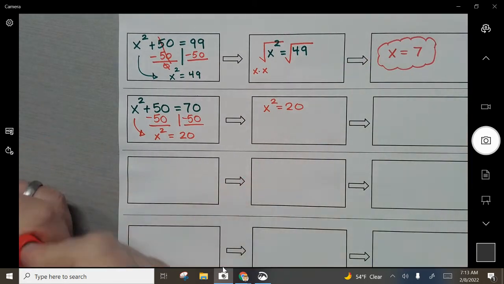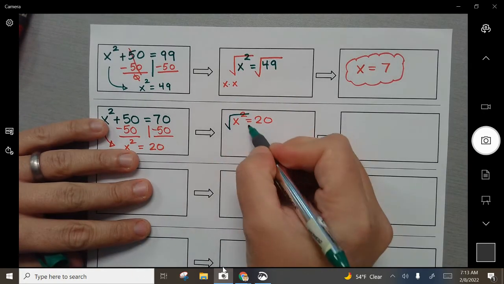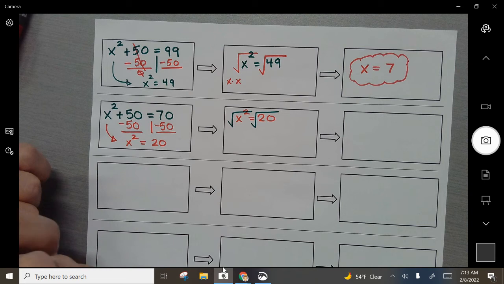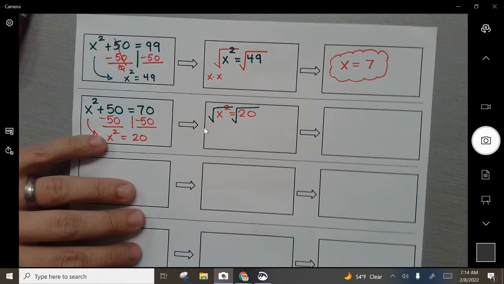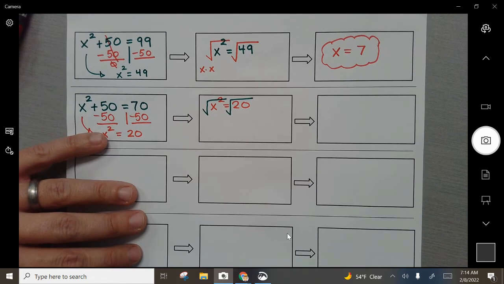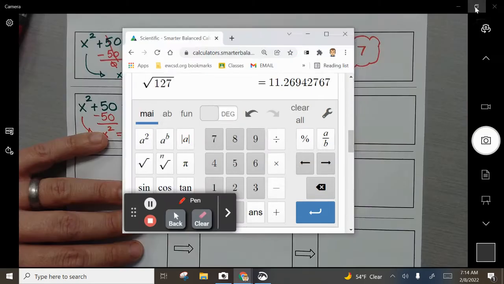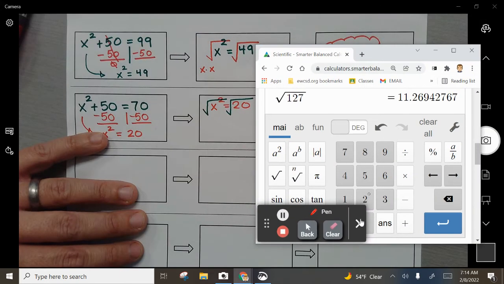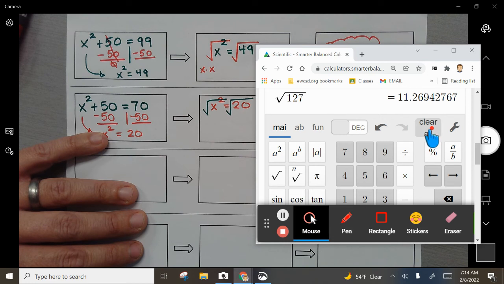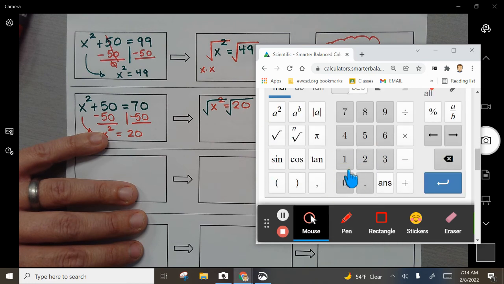Let's move it over here. How do you get rid of the square? You're going to square root it. So we're going to try to figure out what the square root of 20 is. It's not 5 times 5, 5 times 5 is 25. 4 times 4 is 16. So now we have to kick it up a notch and figure out what this number is. Let me move it down a little so you can see. Back here, and clear all. Okay, so the square root of 20.